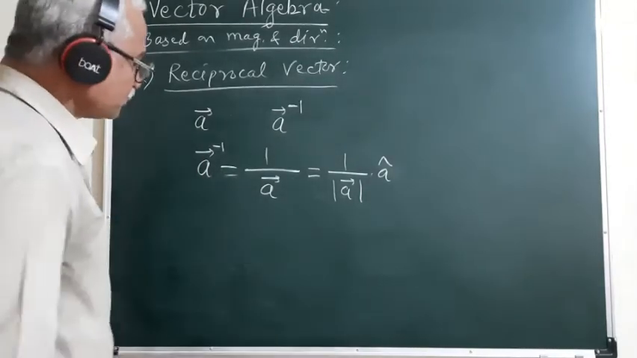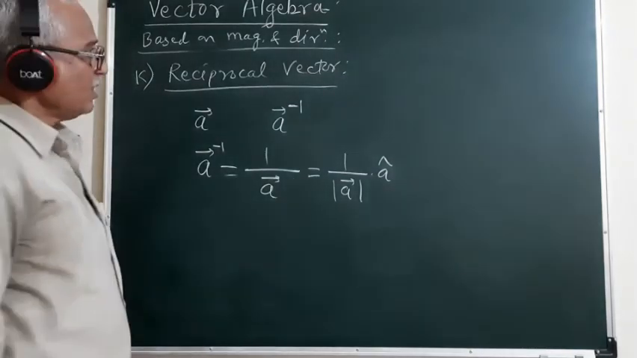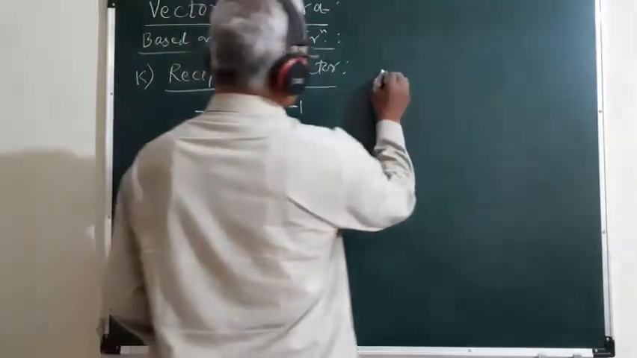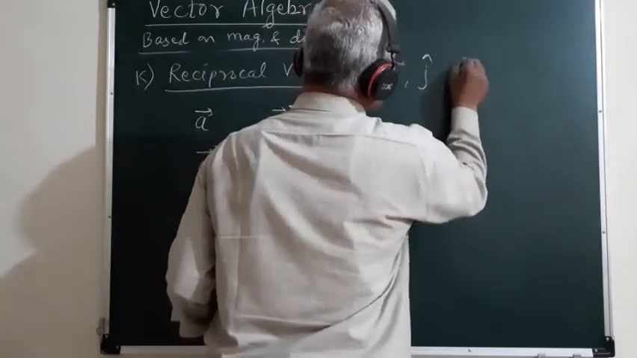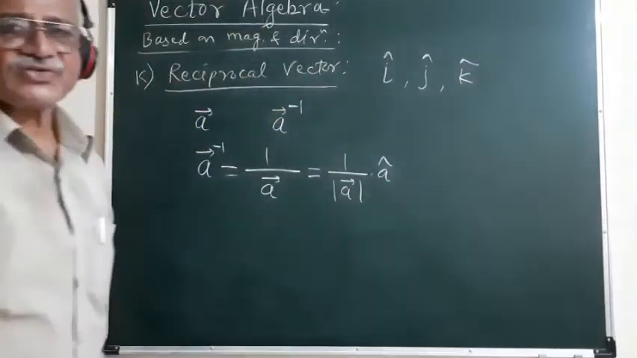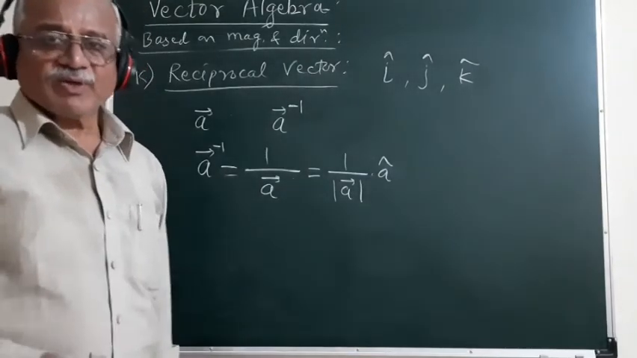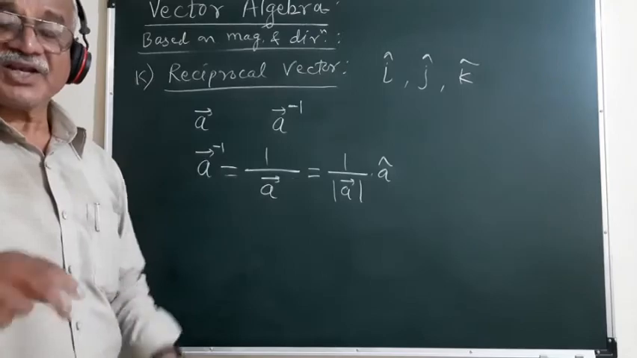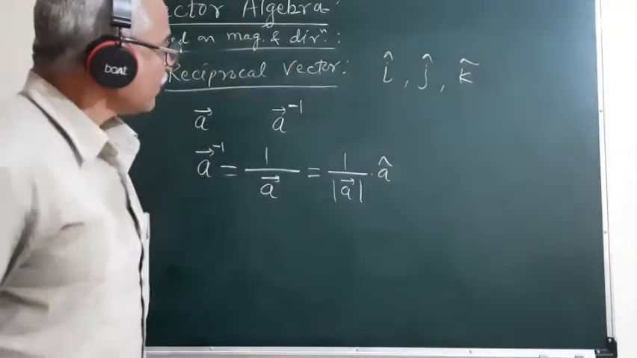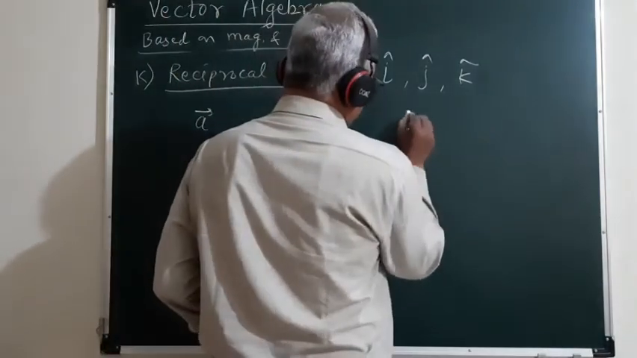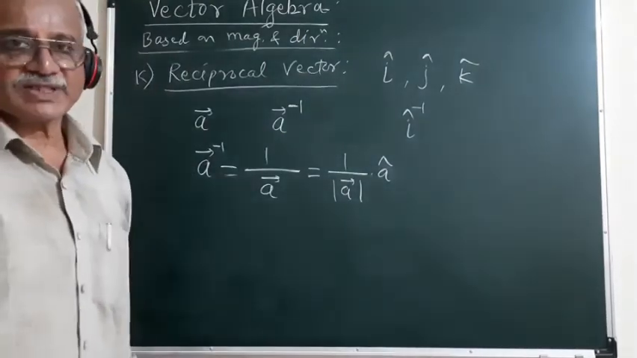Now, if we consider the unit vectors I cap, J cap, K cap, as we know that I cap, J cap and K cap are the unit vectors in the positive directions of x, y and z axis. So can it be possible for us to obtain the reciprocal vector of these unit vectors? Let us see. Say we want to obtain I cap inverse.